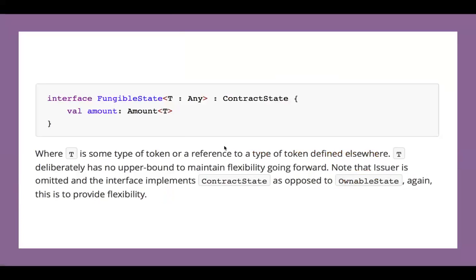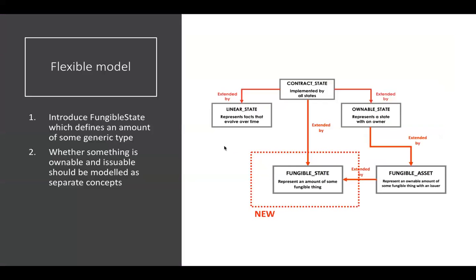So my question was about where does the fungible token fit in that picture? The fungible token would sit underneath fungible state. It would implement fungible state and it would implement ownable state. These are just the base types inside the core, and then we would implement fungible token inside this tokens SDK. Sorry if that's not clear. And then also inside the SDK, we would implement token type, which is probably a linear state, because it's a definition that can evolve over time.